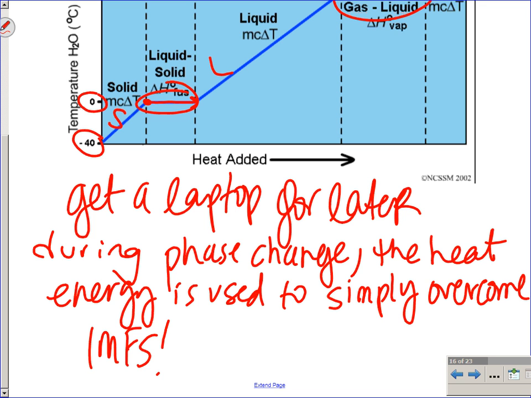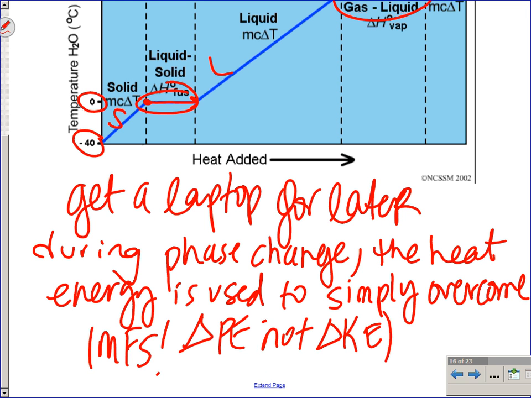And so since all that heat energy is used to overcome the intermolecular forces, it does cause a change in potential energy, not a change in kinetic energy. And that change in potential energy really has nothing to do with the temperature of the substance. So if there is a change of potential energy, which is the relationship or the spacing there, it doesn't influence the temperature, and that's why the temperature stays constant.